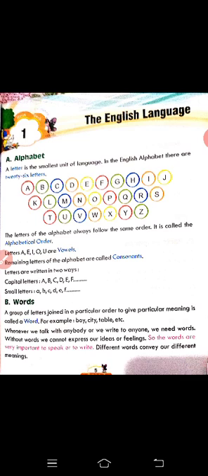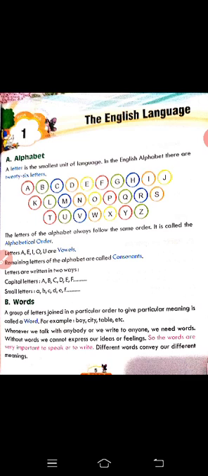Out of these 26 letters, 1, 2, 3, 4, 5 letters are vowels. A, E, I, O, U are the vowels, dear students, and the remaining letters of the alphabet are called consonants. So there are 26 letters, out of which 5 are vowels and the rest are consonants.